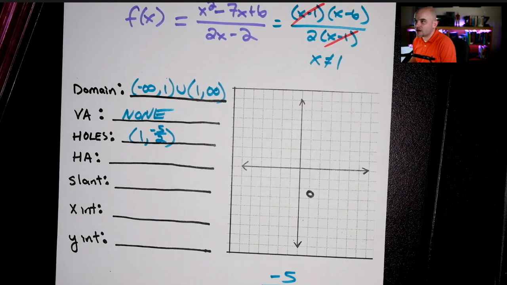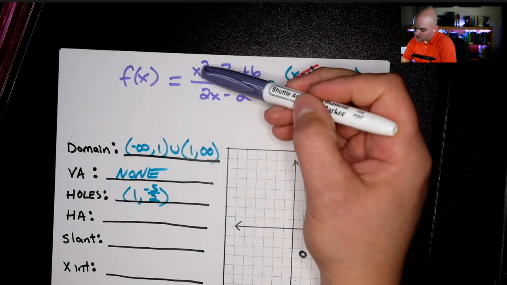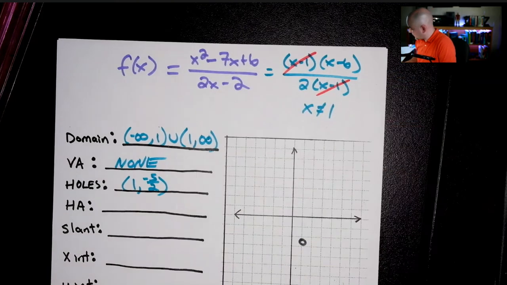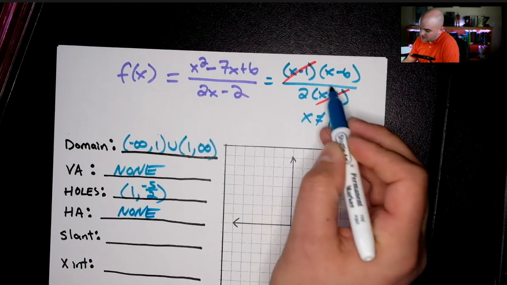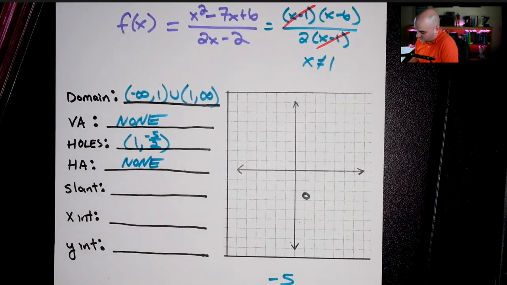Now, horizontal asymptote. I notice that the degree of the numerator is greater than the degree of the denominator, which tells me there's no horizontal asymptote. None. Now this thing canceled out to x minus 6 over 2.